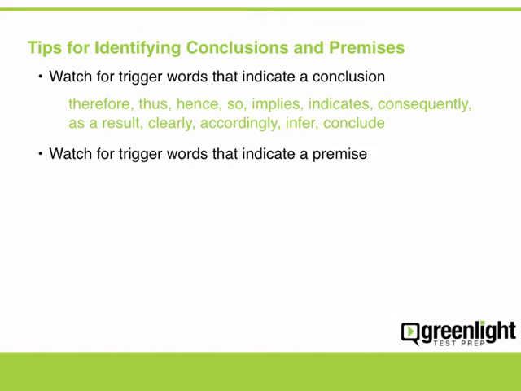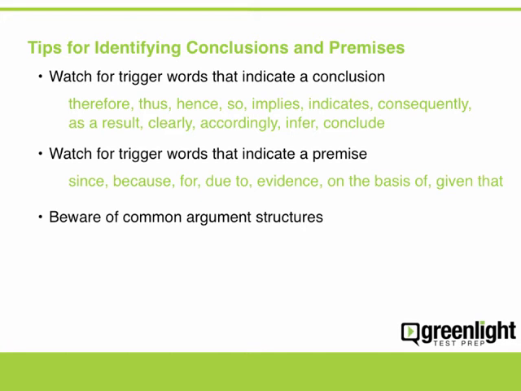You should also watch out for keywords that indicate the presence of a premise. These include the following words. Also, when looking for the conclusion of an argument, it helps to know the most common argument structures. The most common structure looks like this, where the conclusion appears at the very end of the passage, after the supporting premises. Another common structure is one where the conclusion appears at the beginning of a passage, and then the supporting premises appear afterwards.